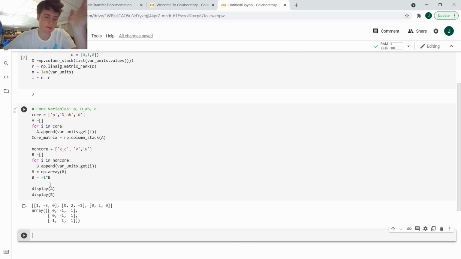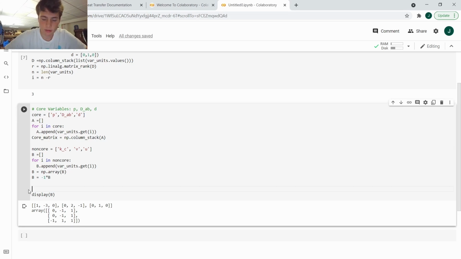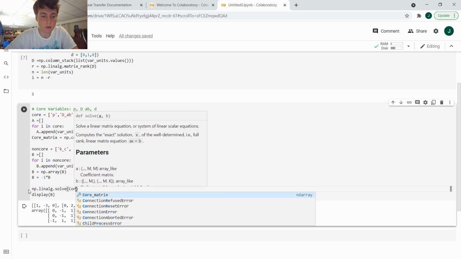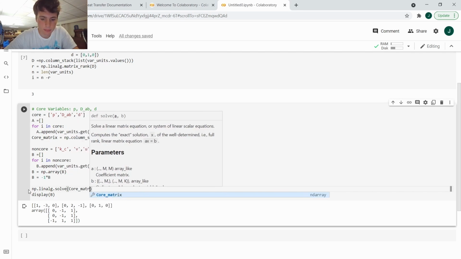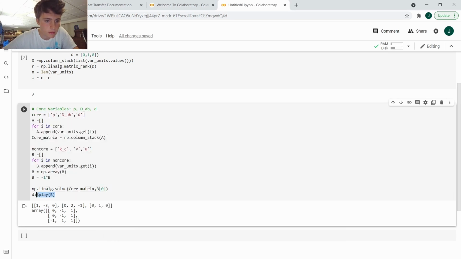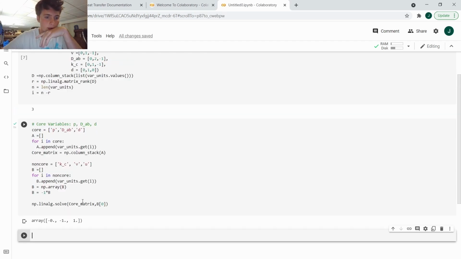Oh, well, I was supposed to use core matrix, not A. My bad. Okay, so we'll just go back and do it again. numpy.linalg.solve. We want the core matrix, and then B0, like that. And see what that returns us. And that's going to give us our exponents for our first dimensionless variable. So it would be density to the 0th power, diffusivity to the -1st power, and then d to the 1st power. And then we have our non-core variable, which would be the mass transfer coefficient.